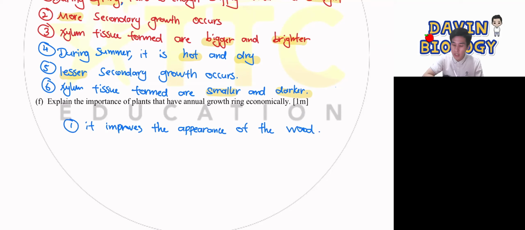Other than appearance, you can write a more sophisticated word: it increases what we call its aesthetic properties, meaning it is more beautiful, the same meaning. You can write this also if you want.